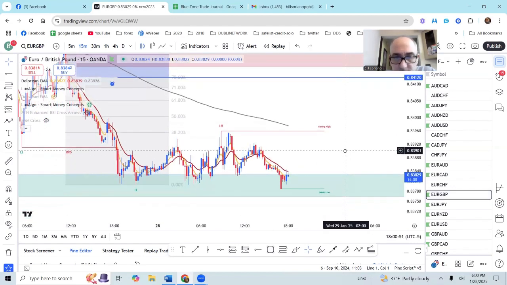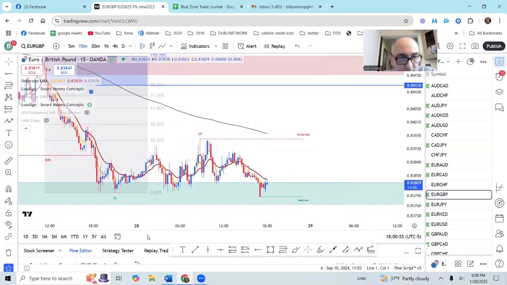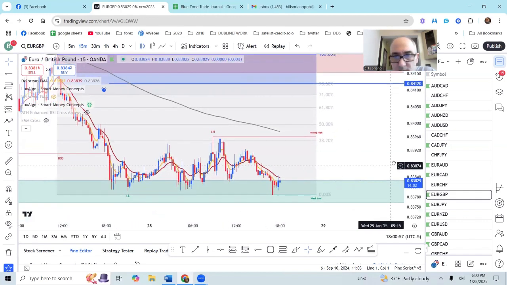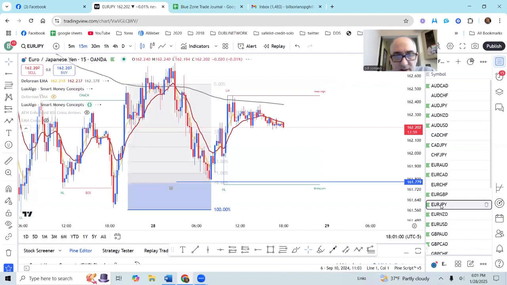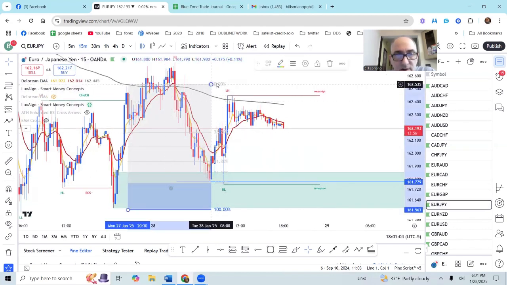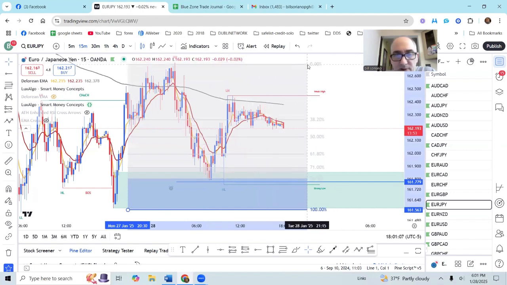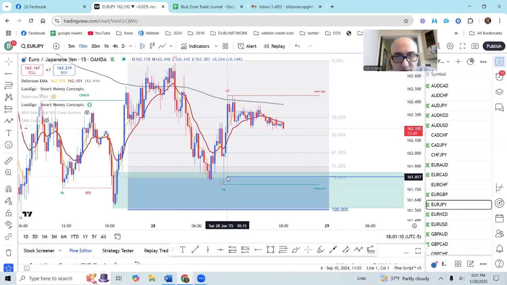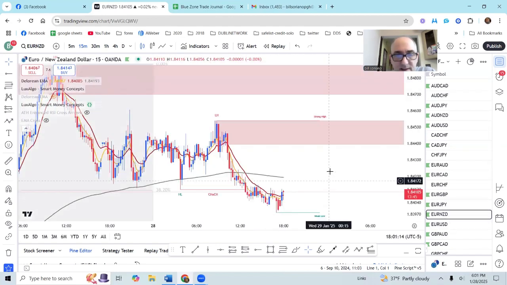EURGBP. This one here. Nothing changed there. EURJPY. Nothing has changed here. No, we just got to move these up here because price made a higher high, and adjust our alert.